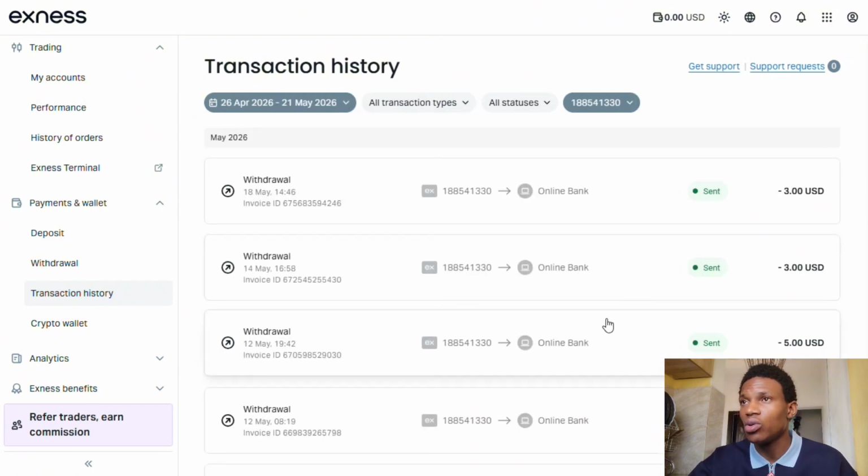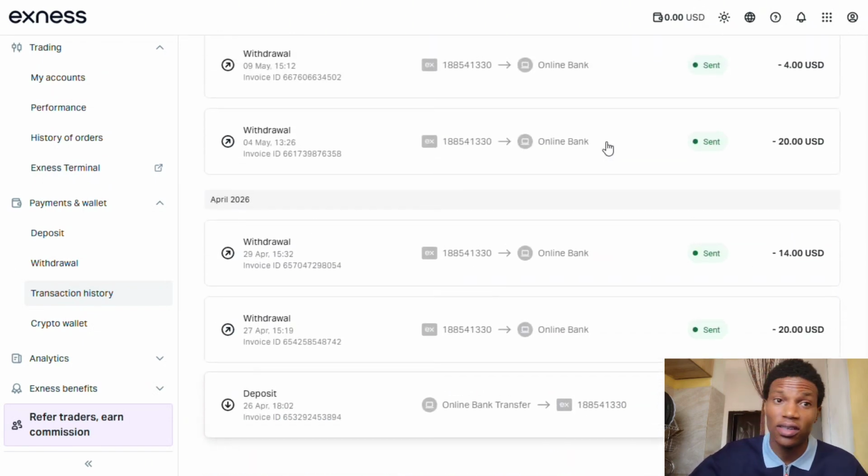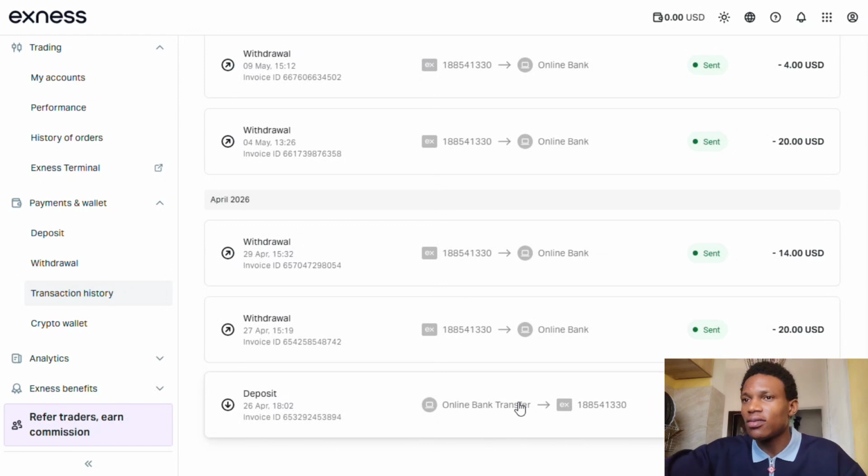So yeah, you can see. Let's do the calculation of how much I'm able to withdraw on this $12 account. Right here, you can see my first deposit on this account. I've been trading this account before I started with this $12; I once traded with a couple of dollars. Over here you can see I deposited $12. That $12 equals to my Naira over here, which is 16,712 Naira. That's what I deposited.